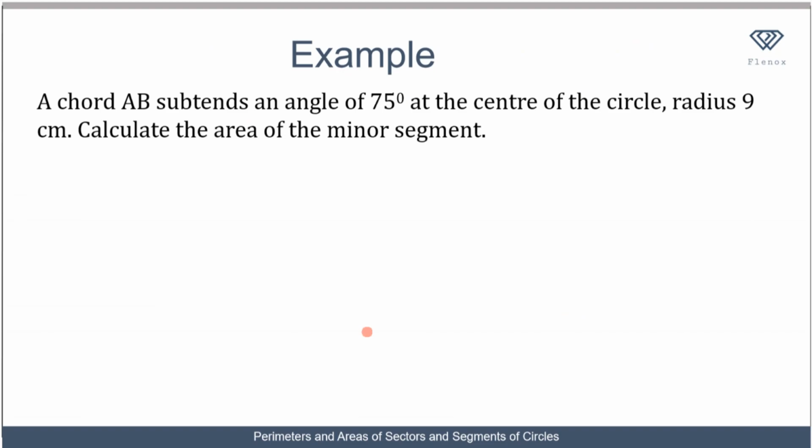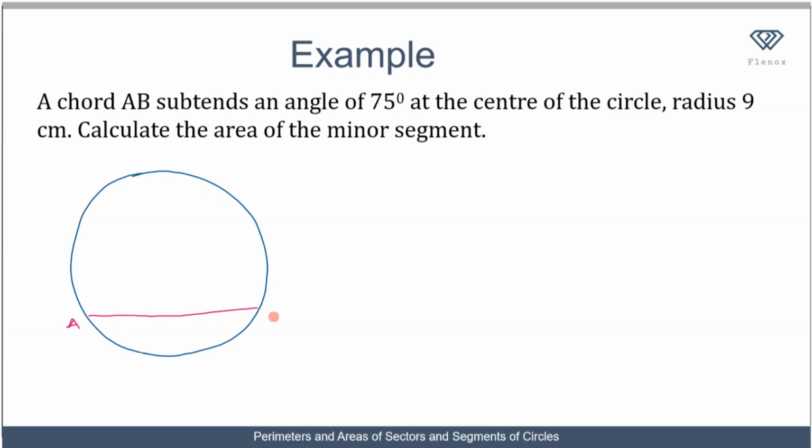So let's look at an example. We are told that a chord AB subtends an angle of 75 degrees at the center of a circle of radius 9. Calculate the area of the minor segment. The first thing to do is to sketch that out. So I have the circle and I have the chord AB, which subtends an angle of 75 degrees at the center. If this is the center, I have an angle of 75 degrees over here, and the radius is 9. I'm told to calculate the area of the minor segment.